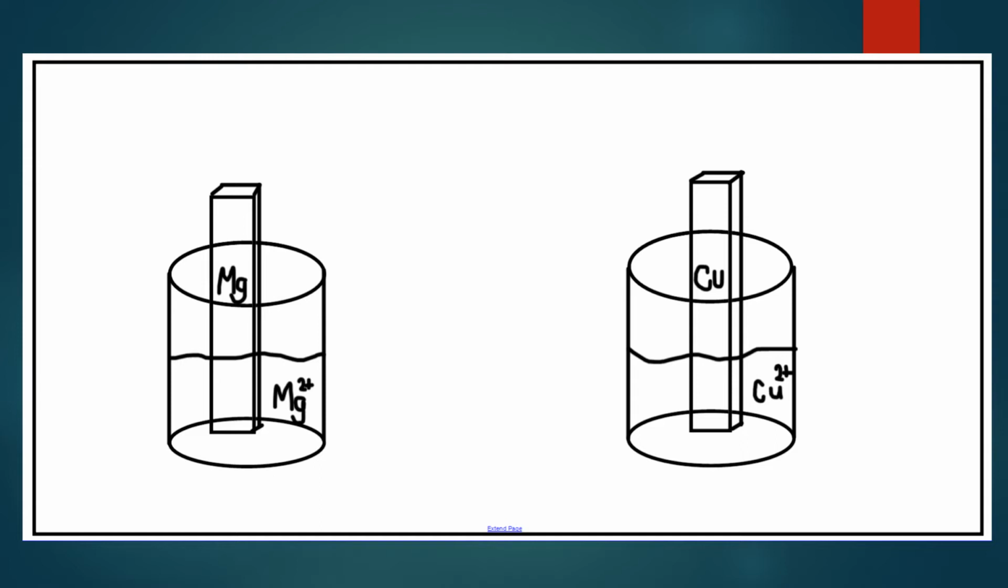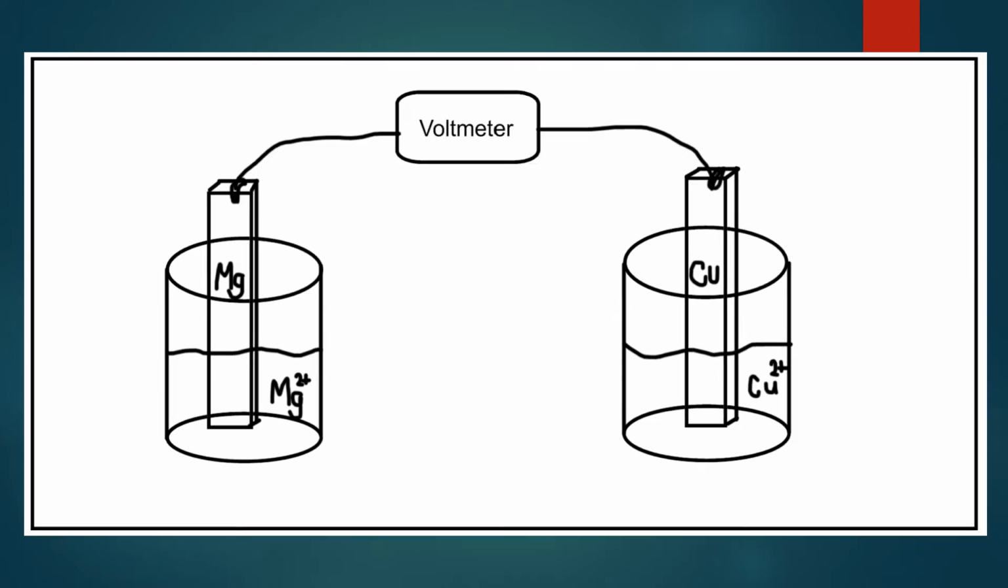So I might use a magnesium sulfate solution, for example, and copper metal and copper 2+ ions from perhaps a copper 2 sulfate solution. Next, I'm going to connect the two metals. I'm going to connect the magnesium and the copper with a wire, and I'm going to connect that with a voltmeter so I can see how much current is actually generated.